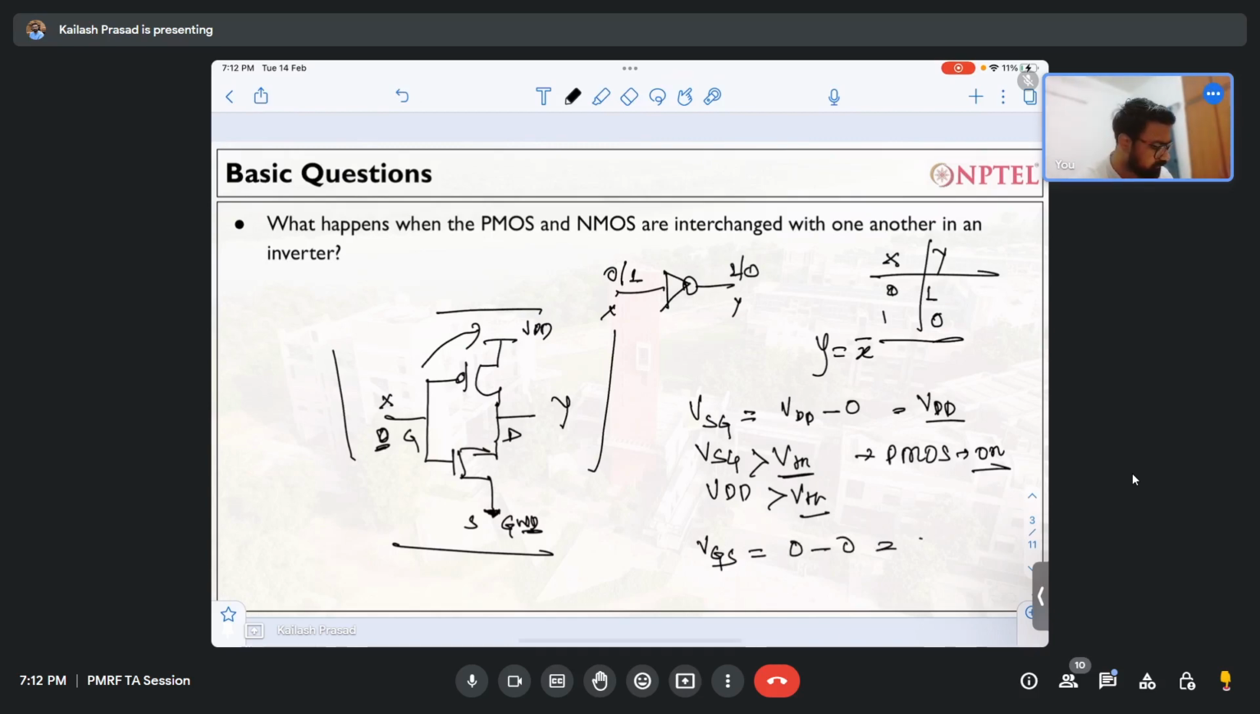So this is 0, right? So VGS is less than VTH in this particular case, so we say that NMOS is cut off. NMOS is off, right? So if this is off, this is on. Whatever the voltage we have will come directly to the output node, so Y will be equal to VDD.